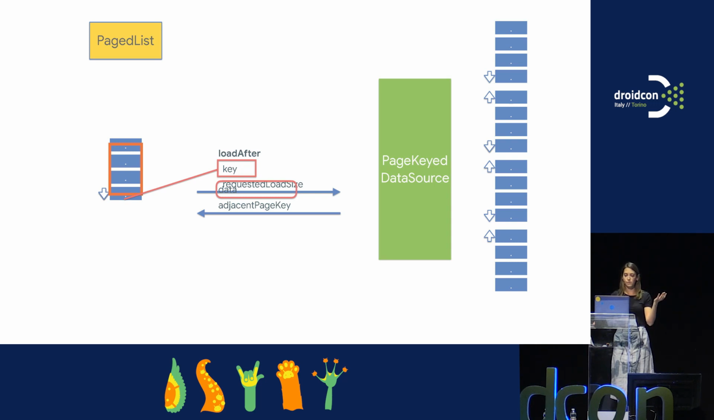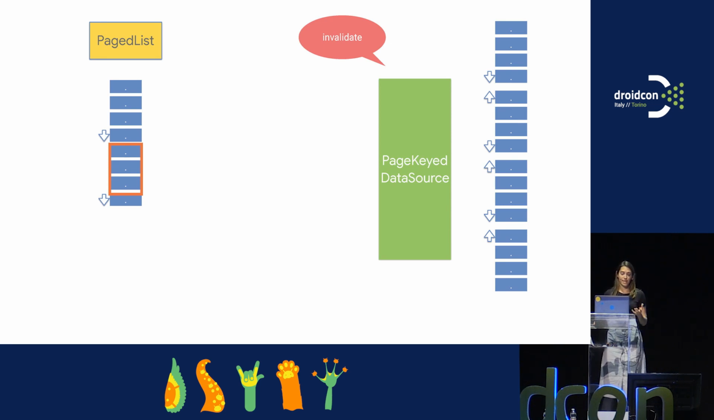Once the user scrolls, the load after is being called. And here, based on the key to the next page, we are retrieving the data from the data source. What we're getting back is the data, but also the adjacent page key. And that is then set to the page list.